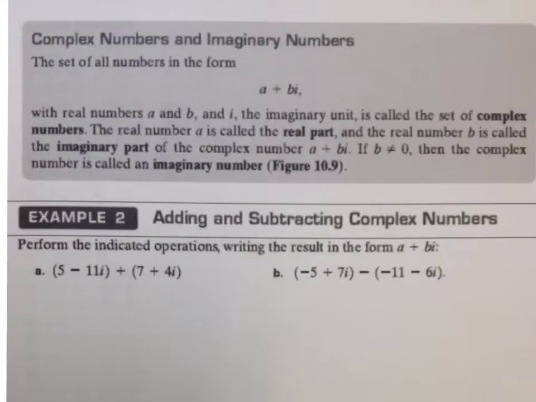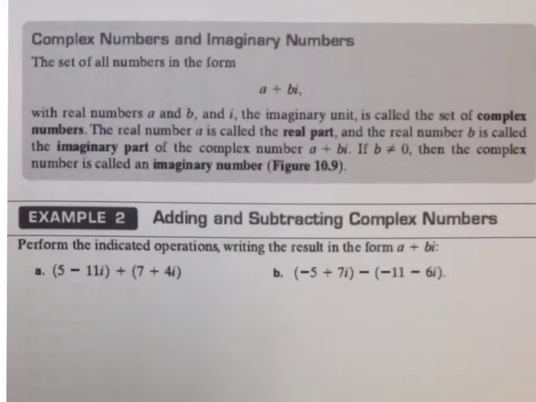So you got complex numbers here. These are complex numbers and imaginary numbers. It says the set of all numbers in the form a plus bi. These are complex numbers. A is considered the real part, bi is considered the imaginary part, and you always write it in this order. Anything that doesn't have an i goes first, anything that does goes second.